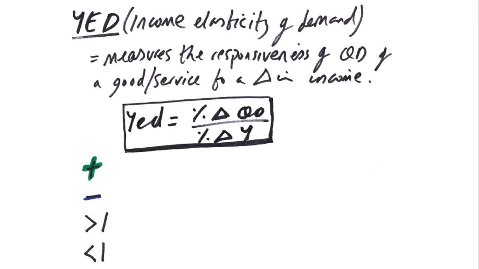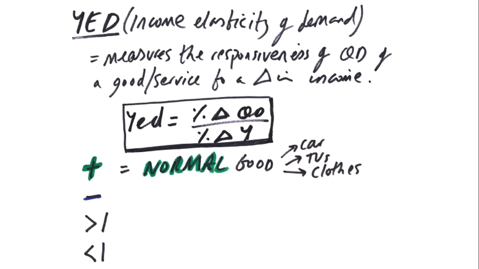So that infers that it is a normal good. So normal goods are your normal goods and services that we tend to buy, clothes, maybe things like TVs, electronics, or even a car. So as our income rises, the demand for these things goes up as well.